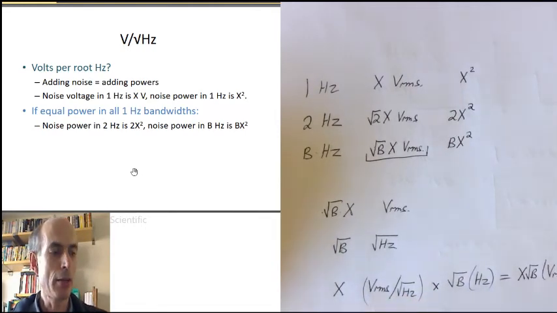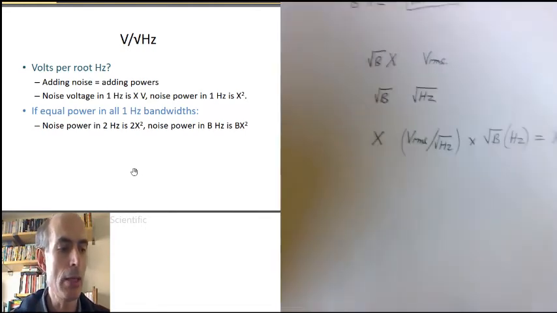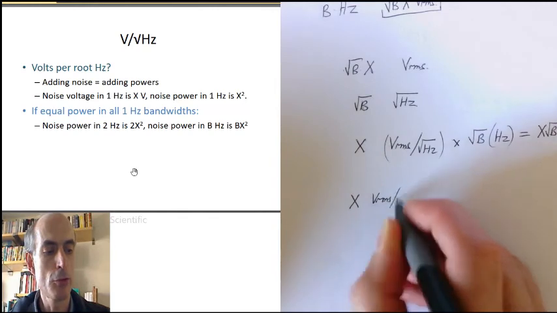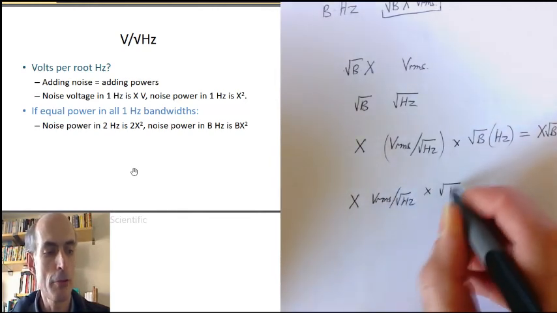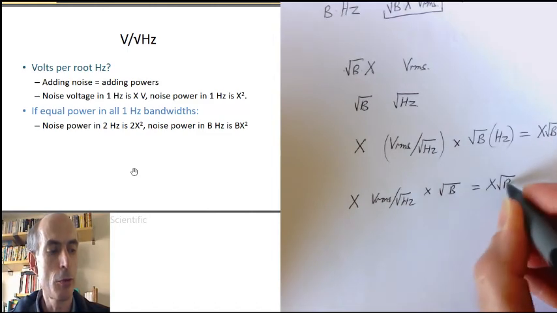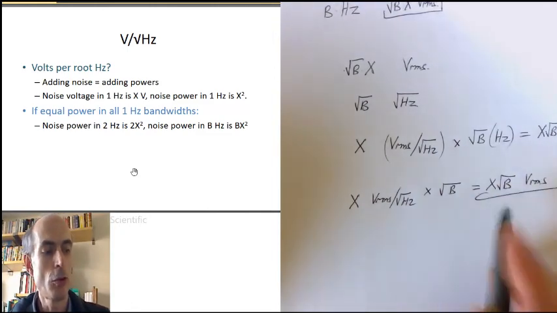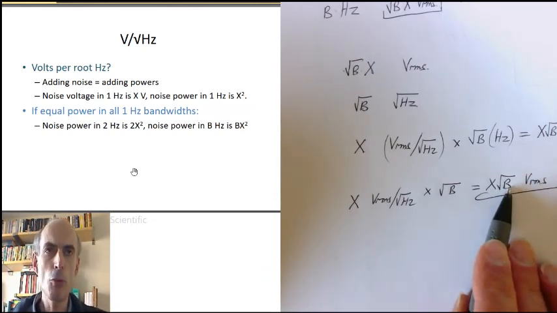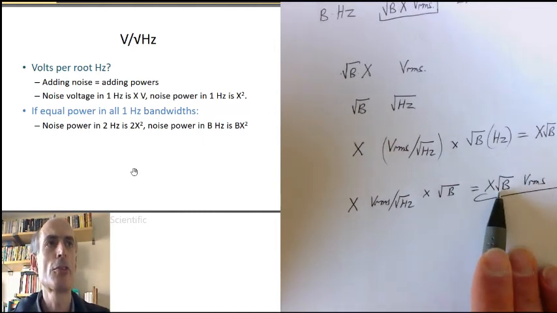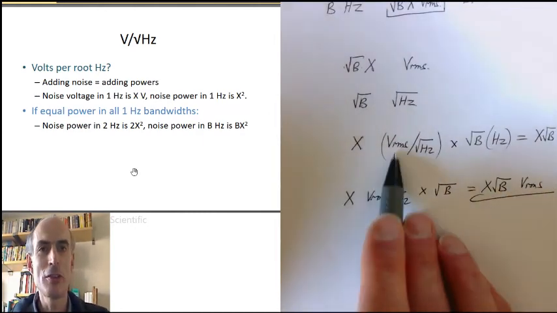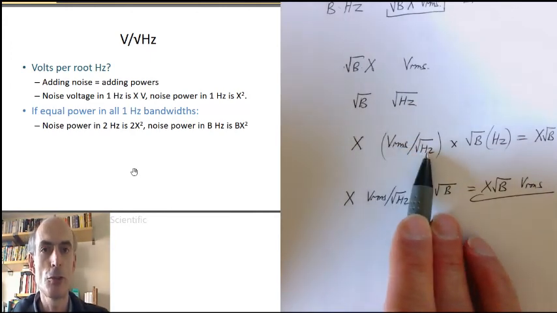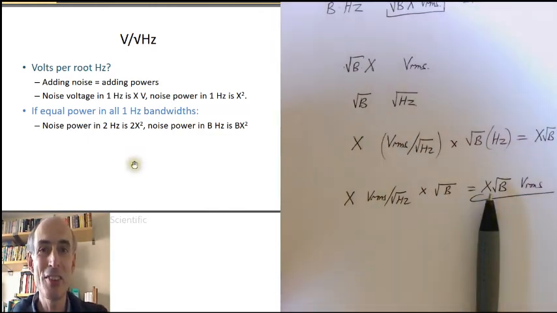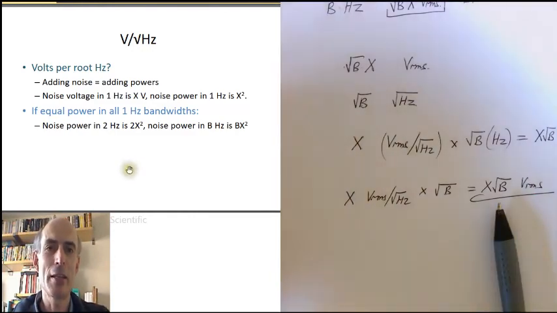This allows us to calculate the amount of noise in any bandwidth B just by taking X in volts RMS per root hertz, multiplying it by the square root of the bandwidth, getting X square root of B, and that's the amount of noise voltage, the RMS noise voltage, I would get in a bandwidth of B. But it's important to note that this only works if the noise has a constant value of volts RMS per root hertz across all of the frequencies in the bandwidth B. If it doesn't, then we can't do a simple multiplication like that.